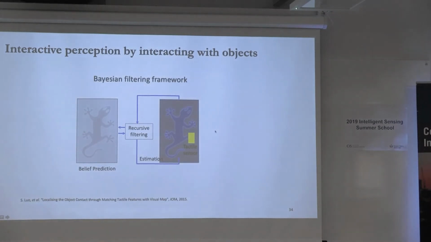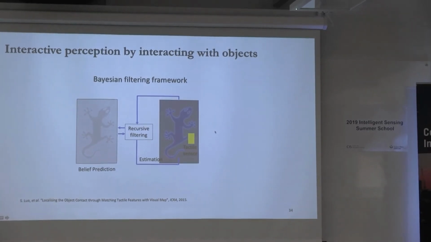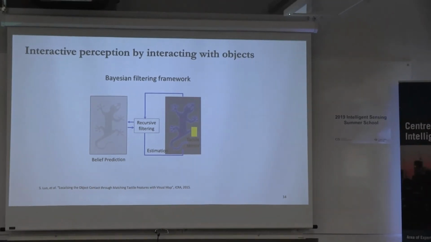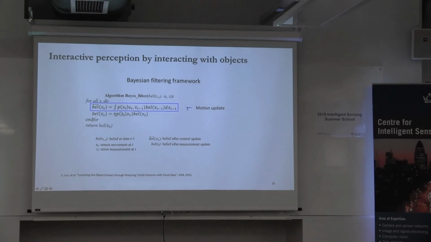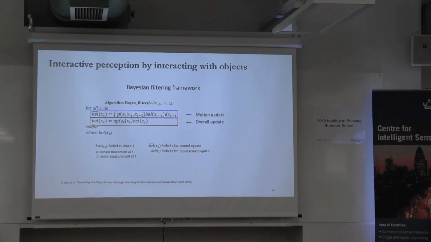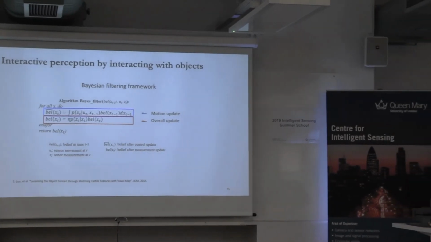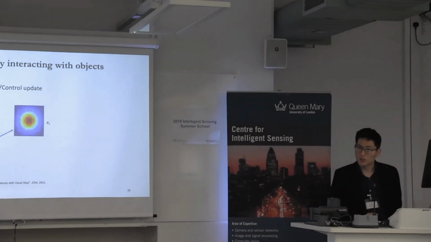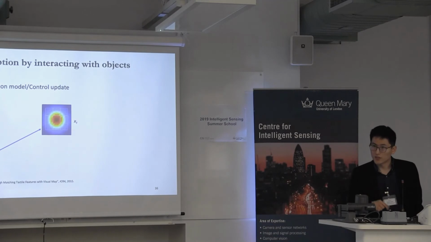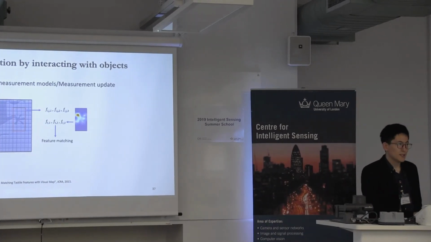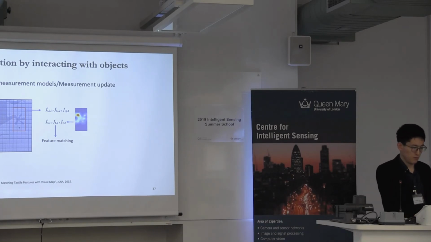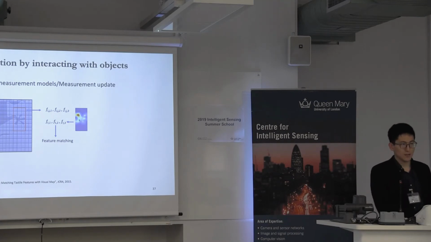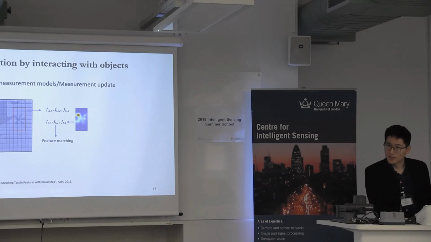What we do is use a recursive filtering framework to filter the possible contact locations on these objects. It consists of 2 steps: motion updates and observation updates. So it's very similar to the classic SLAM framework. For the motion model, we use a Gaussian distribution to model the motions of the tactile sensors on the surface. Then we have the measurement model. We have the global map, and we have the local view, that is the tactile image, and we compare these features from the local view and the global map. We can match these features, and we can localize the contact in this global map.